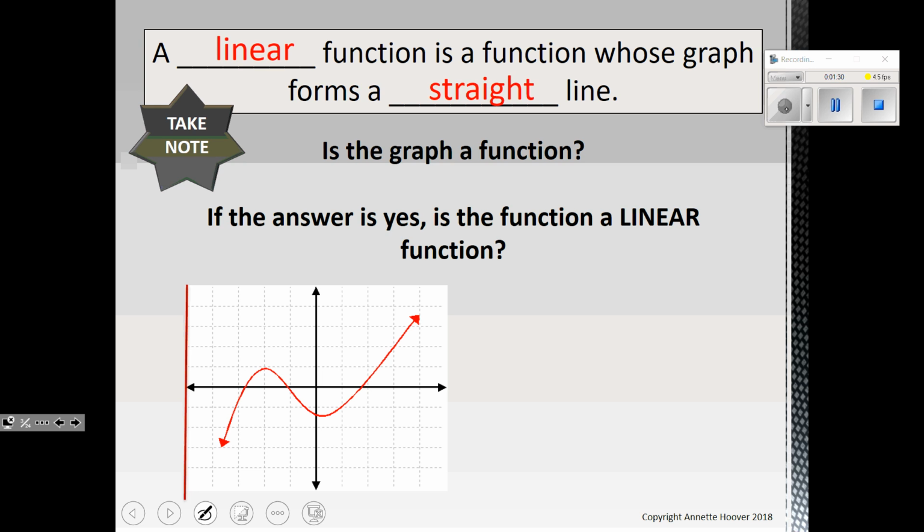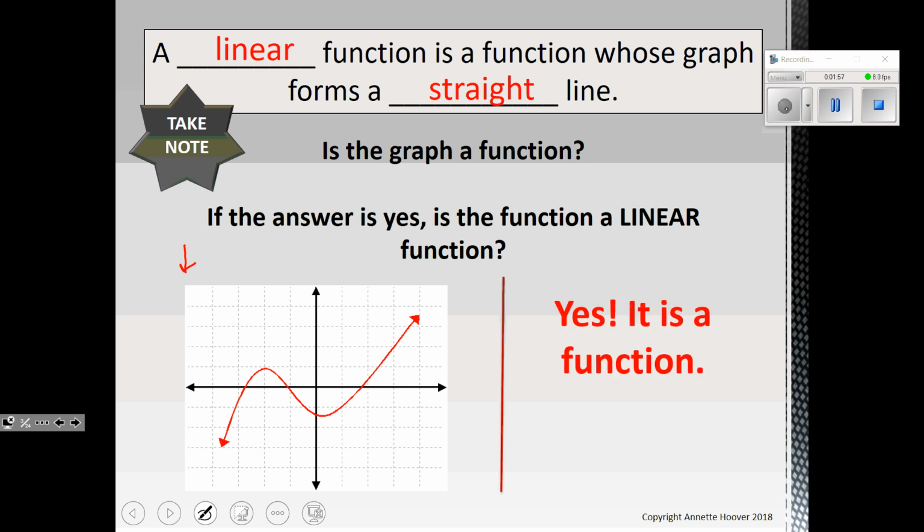Okay, here's another graph. First of all, let's figure out if it is a function. Again, you will see the red line right here where I'm going to do the vertical line test. So I'm going to pull it across the function. It never hits the function more than one place at a time. So that is a function. The x never repeats. And then we ask ourselves, is it a linear function? Is it a straight line? No, it is not. So it is a function, but it is not a linear function.